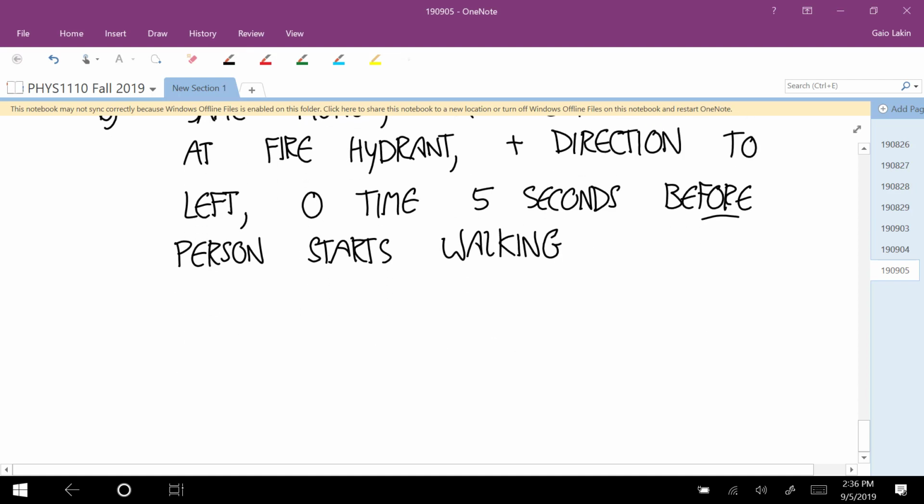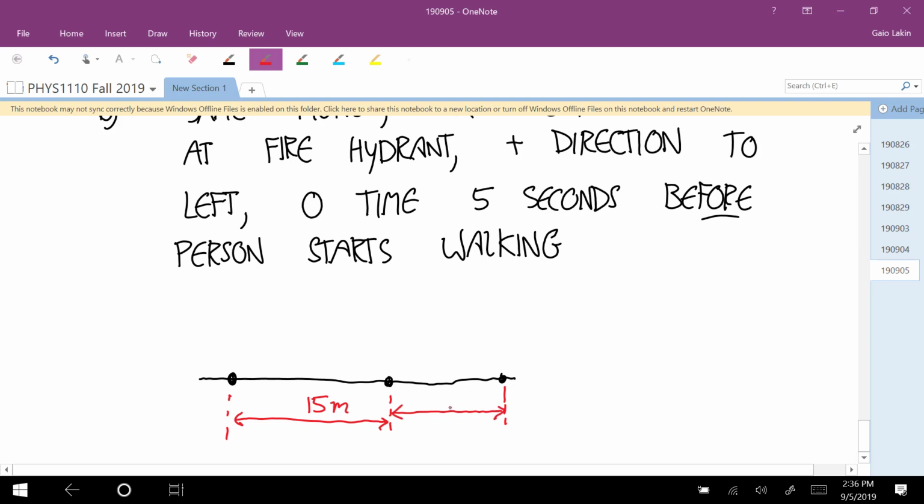Okay, so I'm going to draw this little representation, the same as I did in the first case. And remember that there was a lot of stuff on here that didn't have anything to do with our choices. No matter what we choose, the house and the fire hydrant are 15 meters apart, and the fire hydrant and the car are 10 meters apart. And no matter what we choose, the person starts at the house.